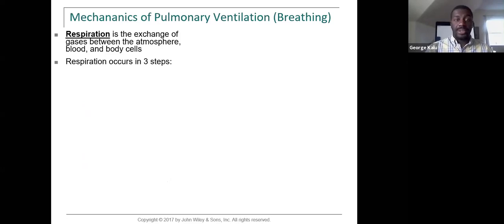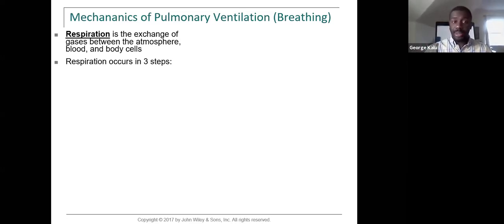Okay. So now we get into respiration. We just looked at how air is able to flow from the atmosphere into our respiratory system, and then eventually into our lungs and across our blood capillaries. Now we're going to look at the 3 different types of respiration that we can have. Respiration is the exchange of gases between the atmosphere, the blood, and then your body cells as well.